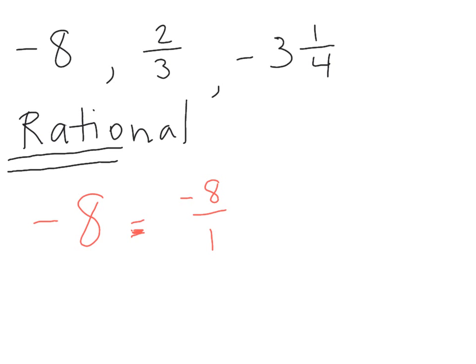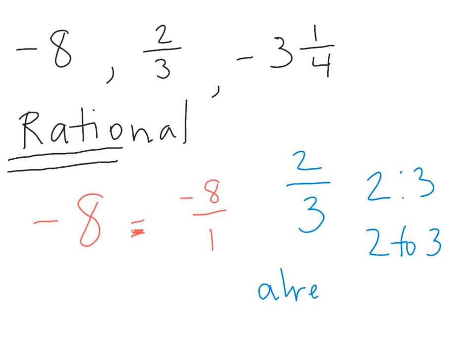Okay, so now I'm going to look at the next number, which is 2/3. And if I look at that, that already is a ratio of 2 numbers. It's 2 to 3. Remember, these are the 3 different ways you could write that out. So my justification is it already is a ratio of 2 numbers.